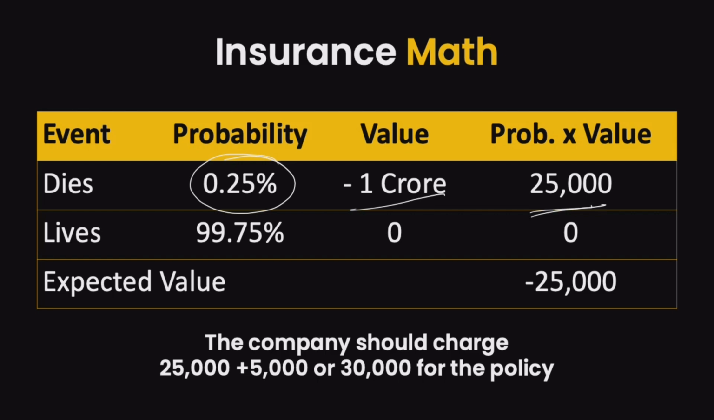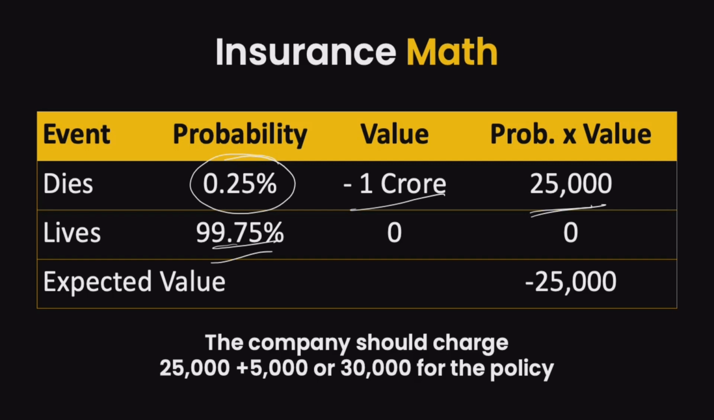On the flip side, if you continue to live, with a 99.75% probability, it doesn't cost the insurance company anything because they haven't charged you a premium yet. They're essentially saying, if we pay out 1 crore when you die, how much do we need to charge you today to make a profit? This is where the premium pricing comes in. This is where they understand how the probabilities come in.